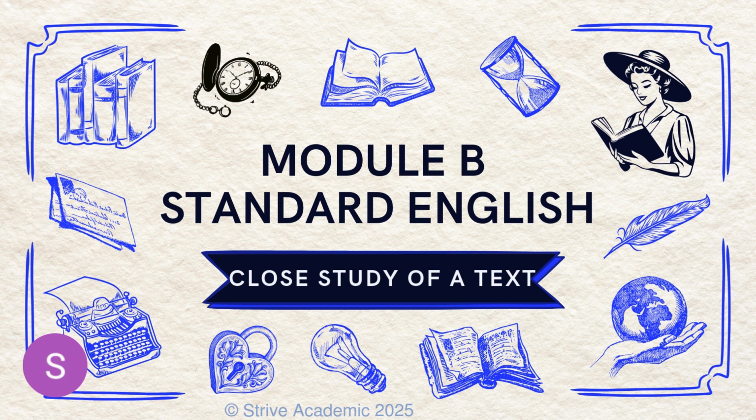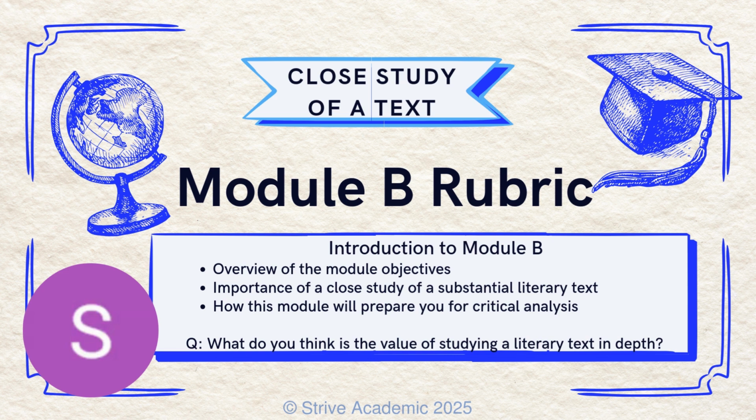You can go to the NESA website and find the 2019 to 2026 English prescriptions and scroll down until you see the standard course Module B, close study of a text. Take a look and get back to this video. Okay, time to get into the rubric.